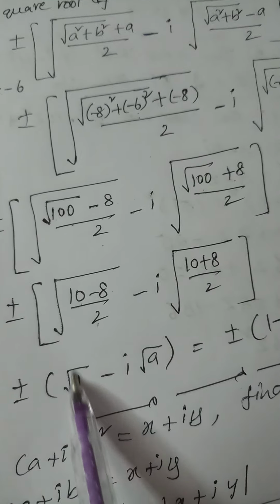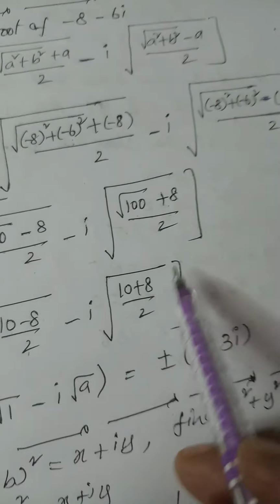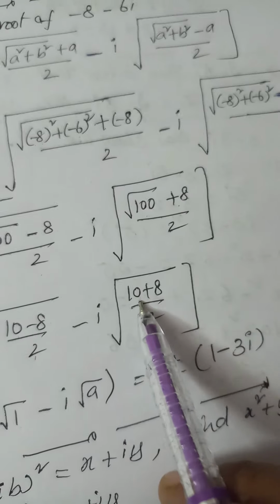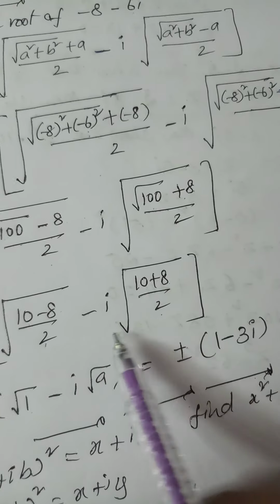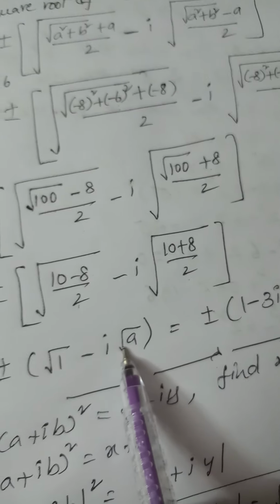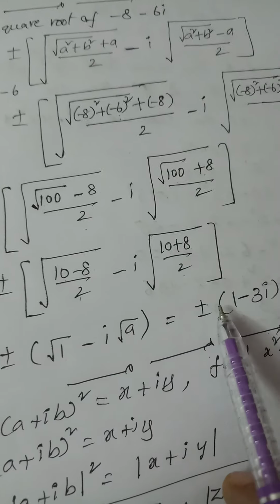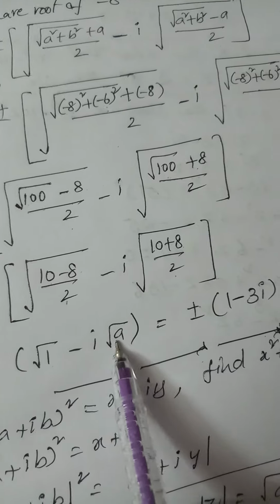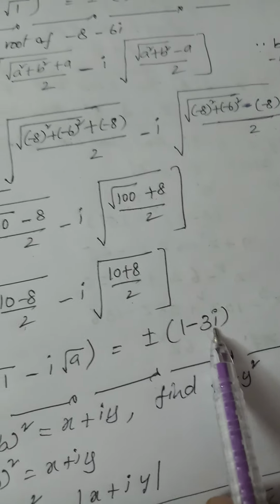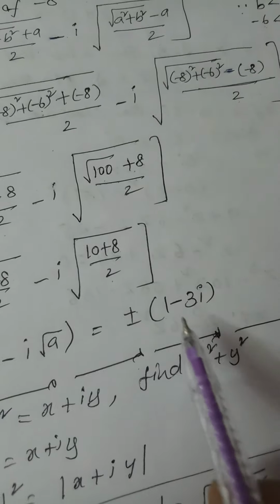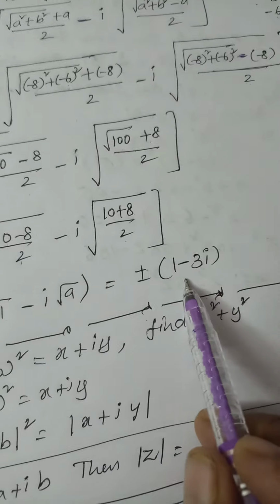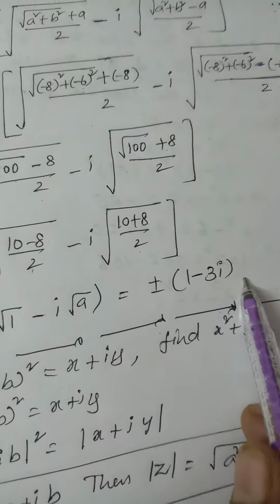1. So this is under root 1 minus i into the root, square root of 100 is 10. 10 plus 8 is 18. What is 18 by 2? 9. So this is under root. So root 9. What is the value of root 1? 1 minus i into root 9 value is 3. So the square root of minus 8 minus 6i is plus or minus 1 minus 3i. Okay.